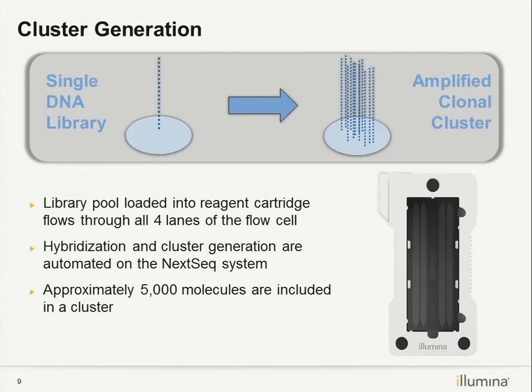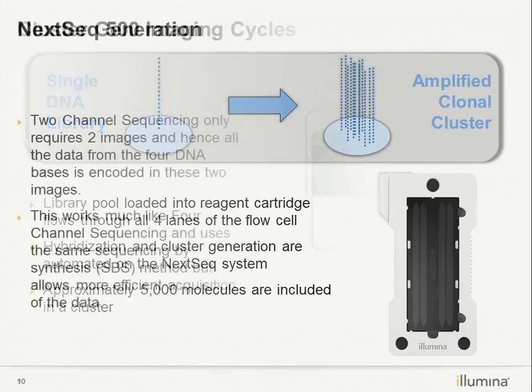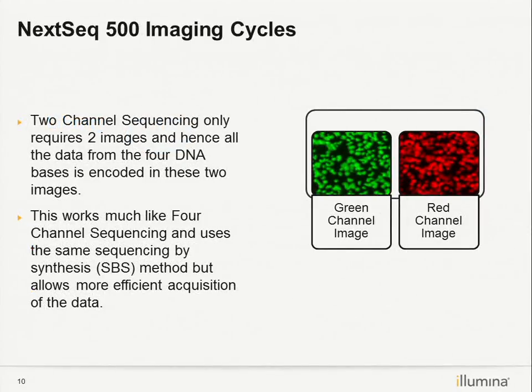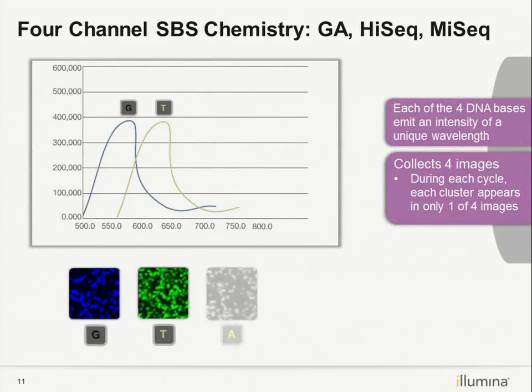Okay? And hybridization and cluster generation are automated on the system, and approximately there will be around 5,000 molecules in one single cluster. Okay? This is the 2-channel chemistry, as I just mentioned. I think I've proved this already.